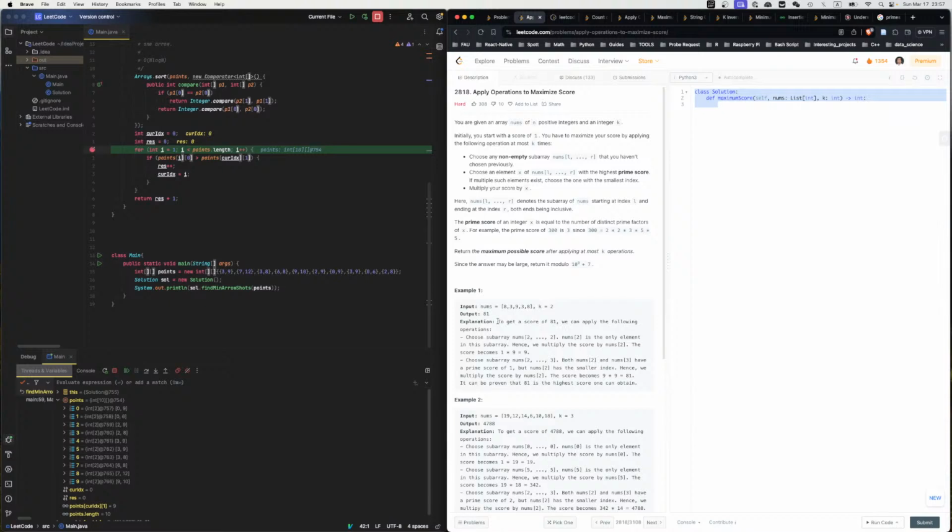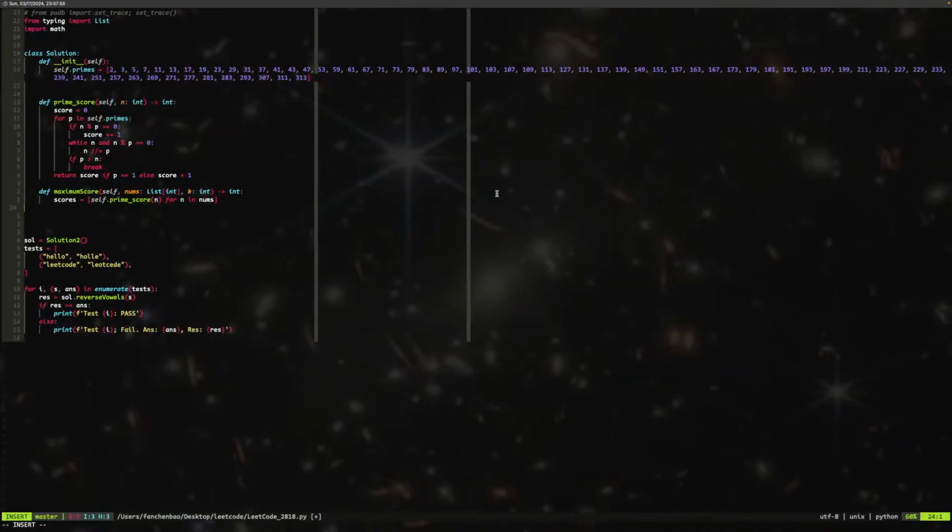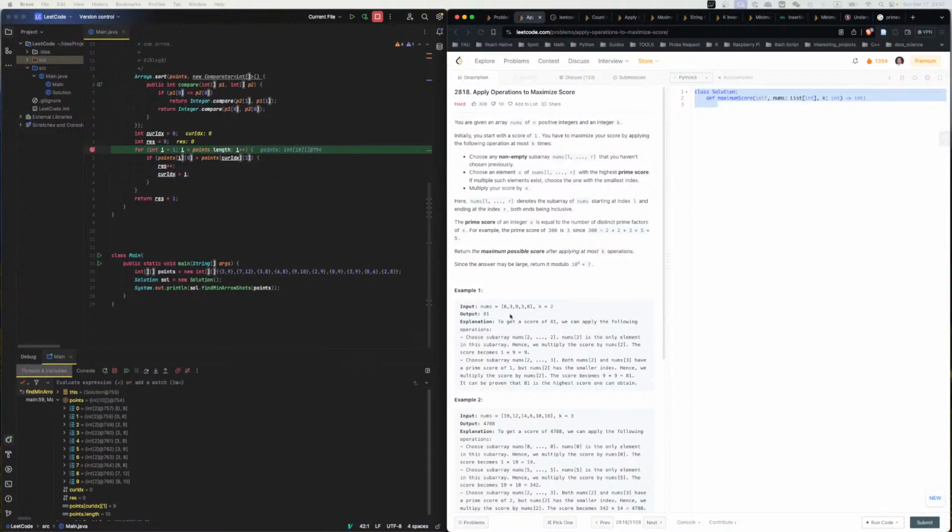Okay, and then we need to sort, right? No, we do not sort. We create the prime scores, and then for each one, we go from left to right. We will create a monotonic decreasing array. As we go from left to right, for each number, we will check its monotonic decreasing on the score.